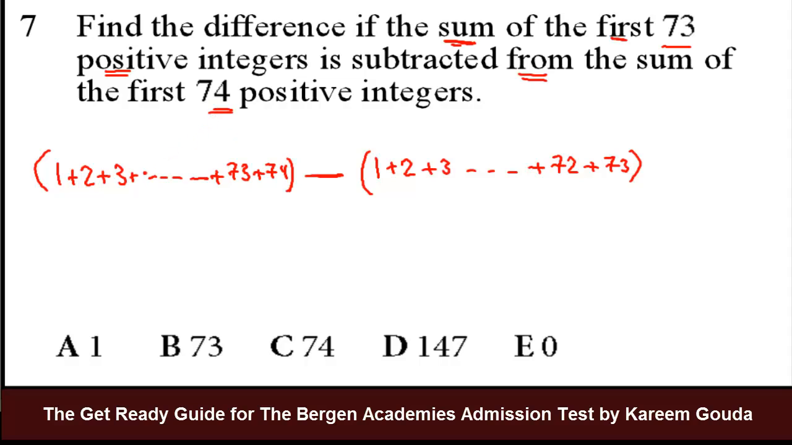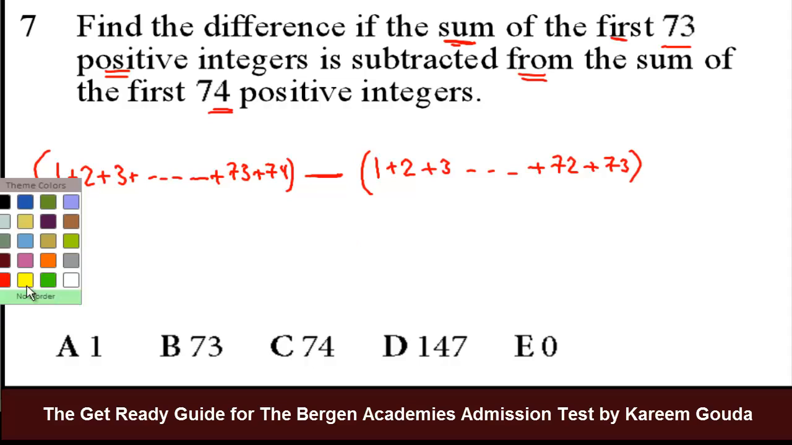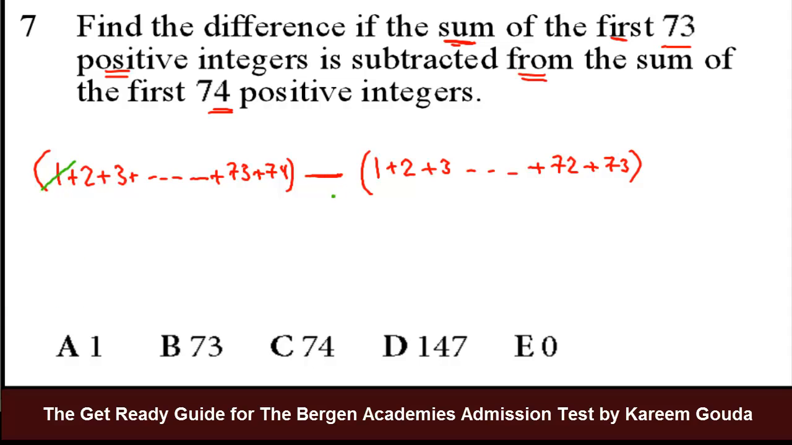Now, if you look really closely, if you expand this, you're going to have a 1 minus 1, then 2 minus 2, and 3 minus 3, and so on. So you're actually getting a 0 every time you subtract any of the two numbers from each other, all the way up till 73 minus 73, and before that 72 minus 72. The only number you'll be left with is 74. So the answer will be C.